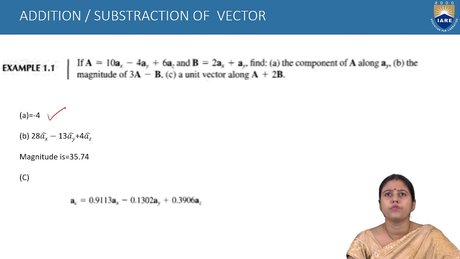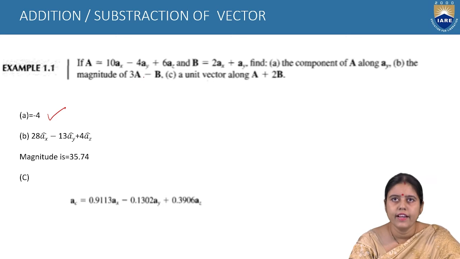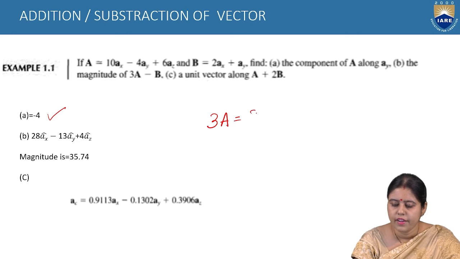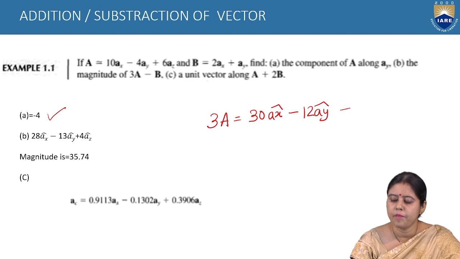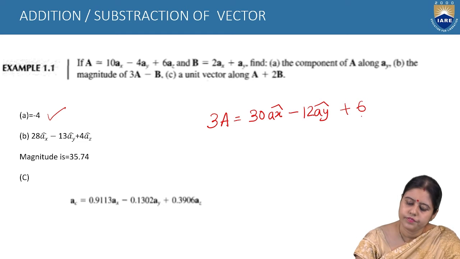Question number 2. What is the magnitude of 3a minus b? So first scaling, then subtraction. So what is the value of 3a? 10ax will be multiplied with 3, 30ax minus 12ay plus 6 into 3.